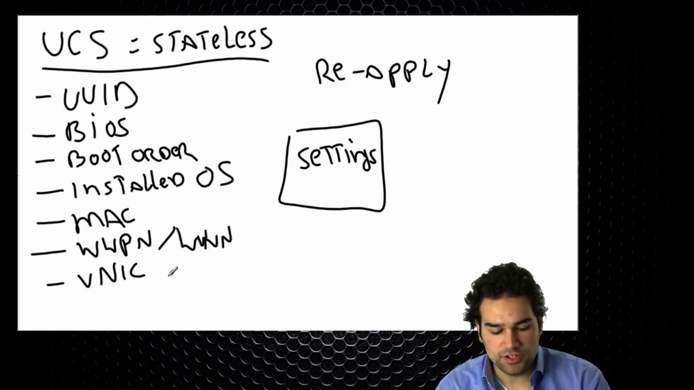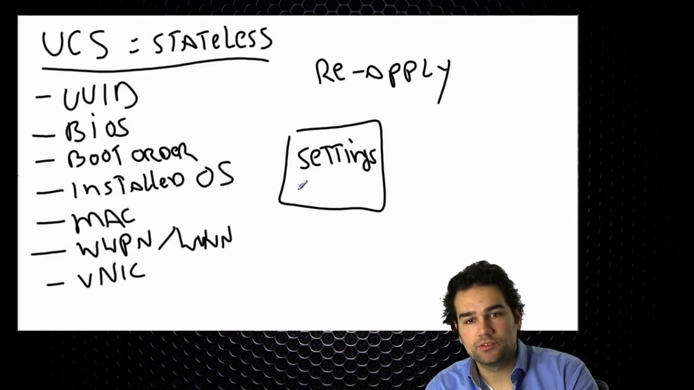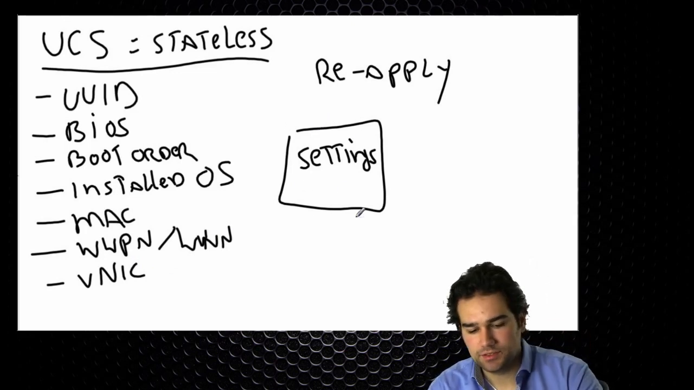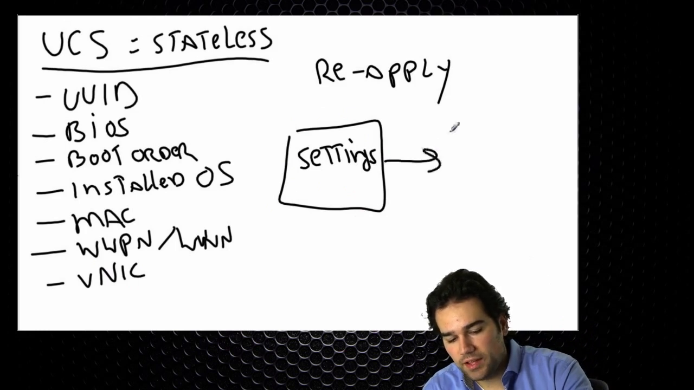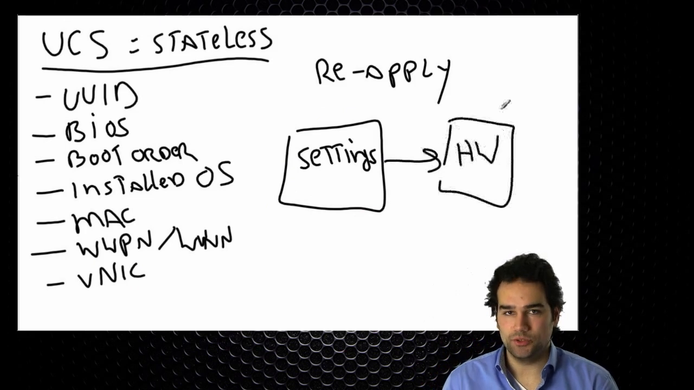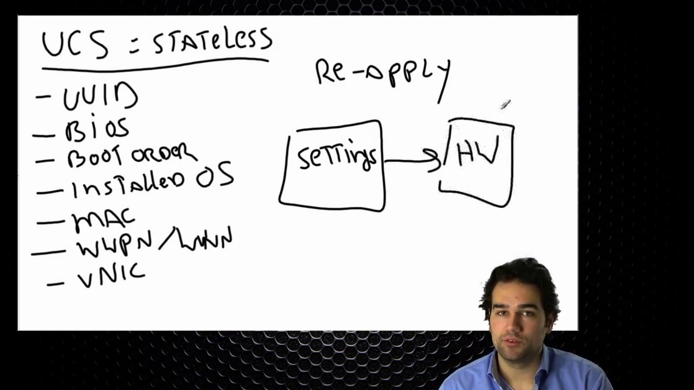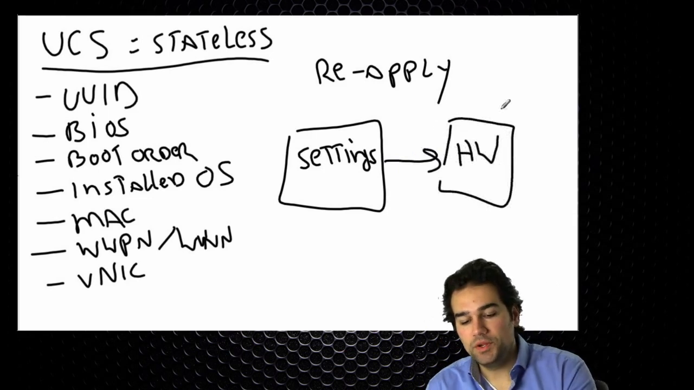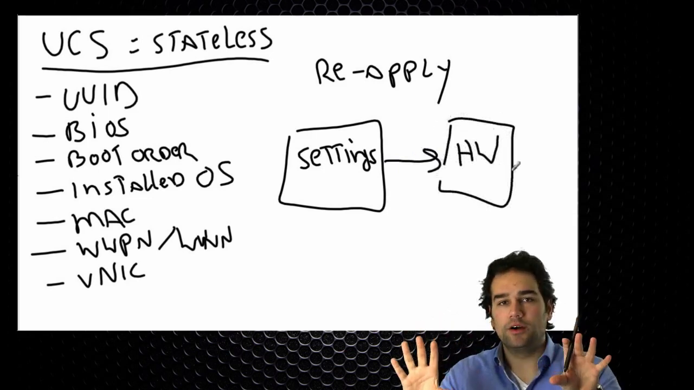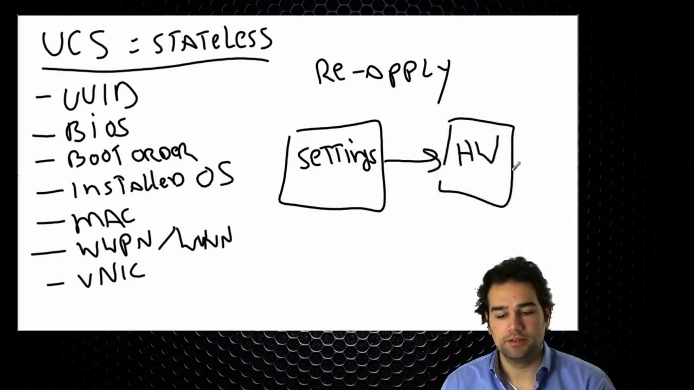All that configuration is considered an XML file of settings, or just a list of settings, and we want to apply that to a piece of hardware. In our case, an Intel server with just a few CPUs and some memory and some network interfaces. So we take the settings out of the hardware and we manage them separately. That's what we do with UCS.